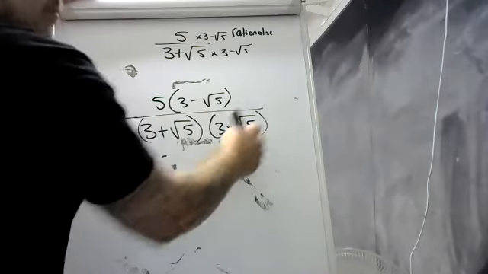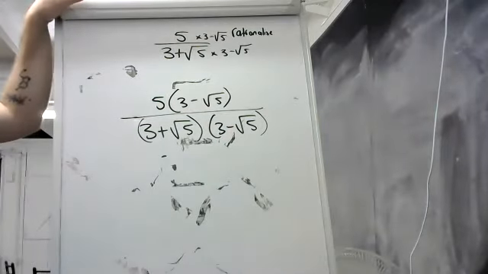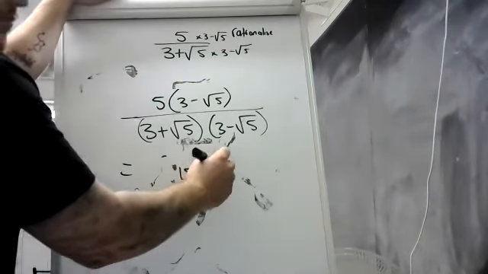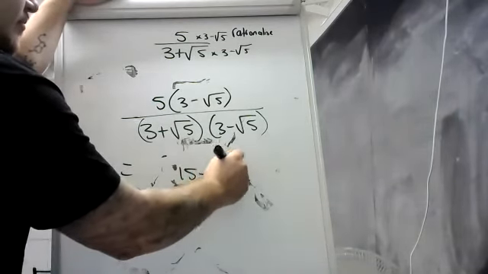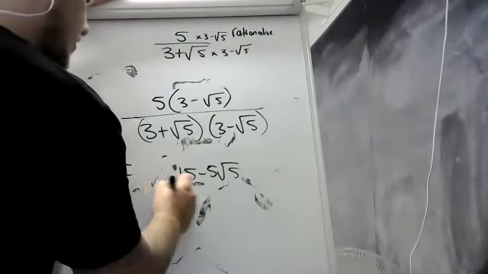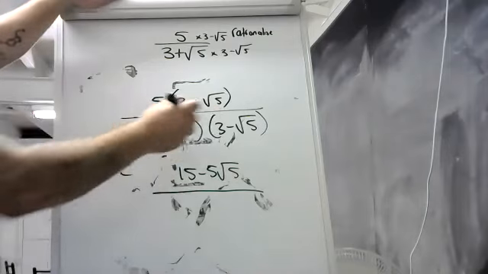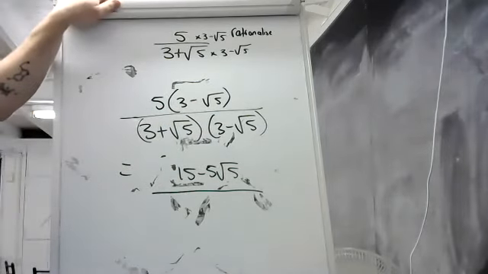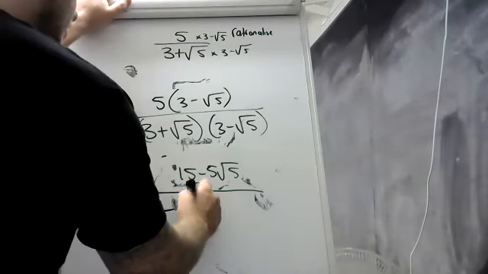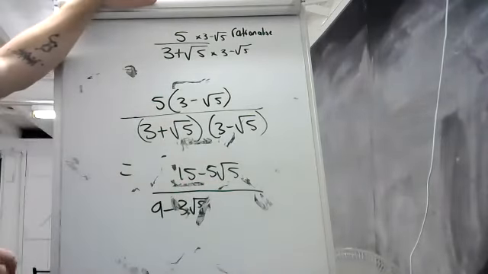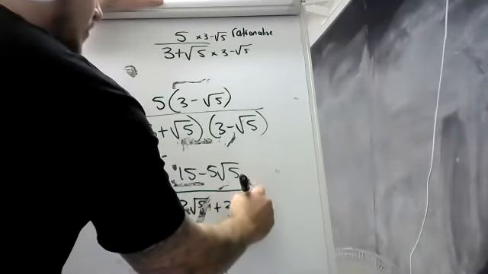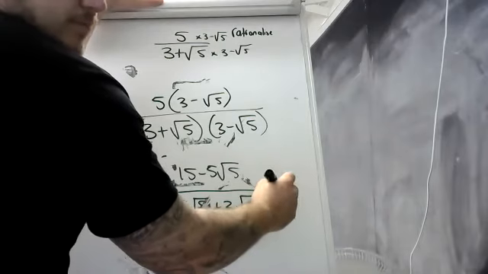So the next line we'd have 15 minus 5 square root of 5. Remember we've got double brackets. Yeah. So we have 9 minus 3 square root of 5, plus 3 square root of 5, minus 5.